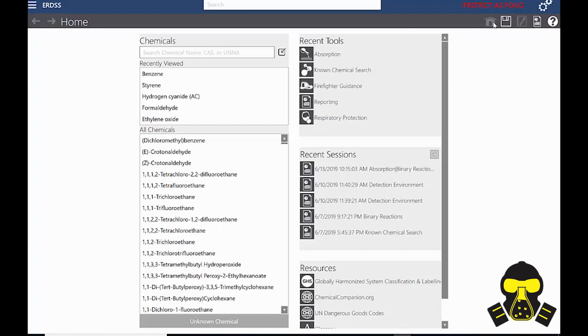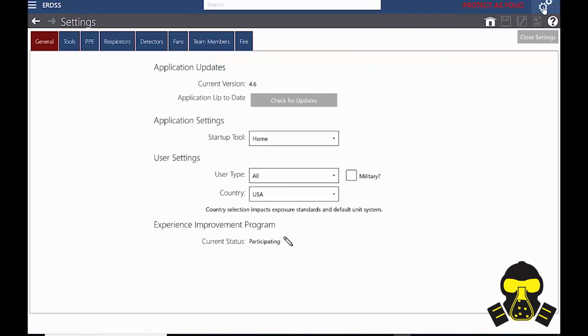You always have a home page here. If you want to get back to this page from anywhere within the program, you just click on the home button, the house up in the top, like any other software. On the top right, you also have the cog and wheels, and that is your settings section. The first thing you want to do is go in there when you download the software. You can look at the current version, which this one says 4.6. If you're logged into the internet for any reason, you can check for updates.